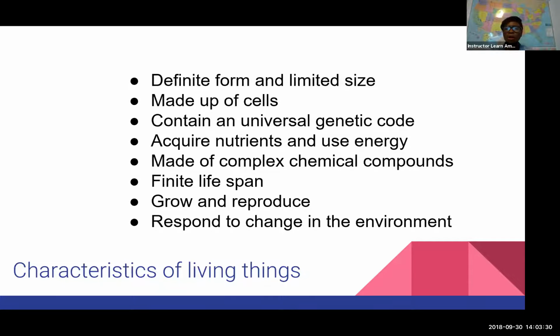It's required also that living things process nutrients and be able to use those for energy. Living things are also made of complex chemical compounds. They have a finite lifespan. They're able to grow and reproduce, even though reproduction is not needed for survival of the individual. It is part of the life function needed by living things. All living things need to be able to respond to their environment.